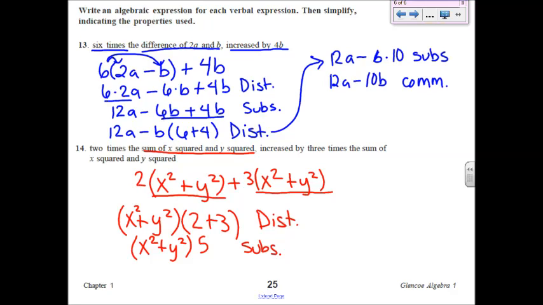Then we're going to distribute this number through so that I have 5 times x squared plus 5 times y squared. And then I just rewrite without the multiplication symbols, so that's the distributive property. And I have 5x squared plus 5y squared.